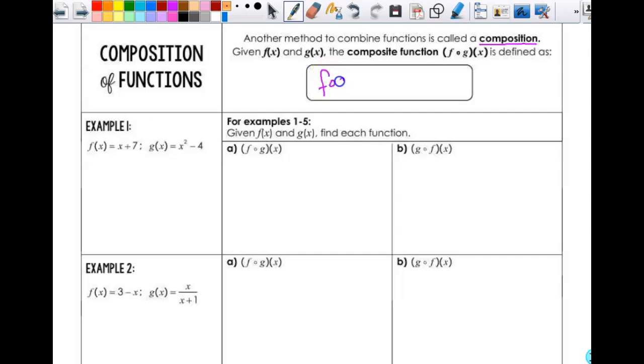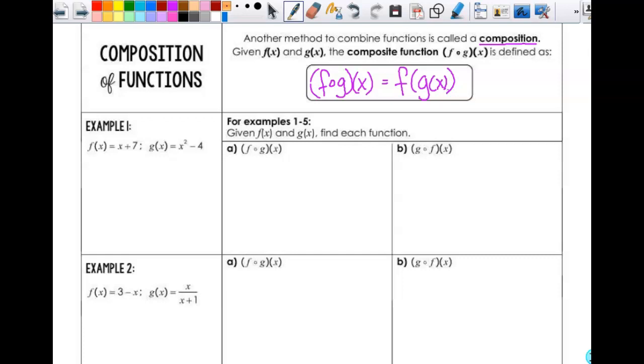F circle g of x. It's not the word fog, that's not a 0, it's not an O, it's a tiny little circle, it's not a dot. The dot means multiplication, so it's like an open circle. Okay, so f circle g of x is the same thing as f of g of x. You could write it either way, they mean the exact same thing. Most likely, I will write it the second way when I write it. Otherwise, it totally looks like fog when I write it.